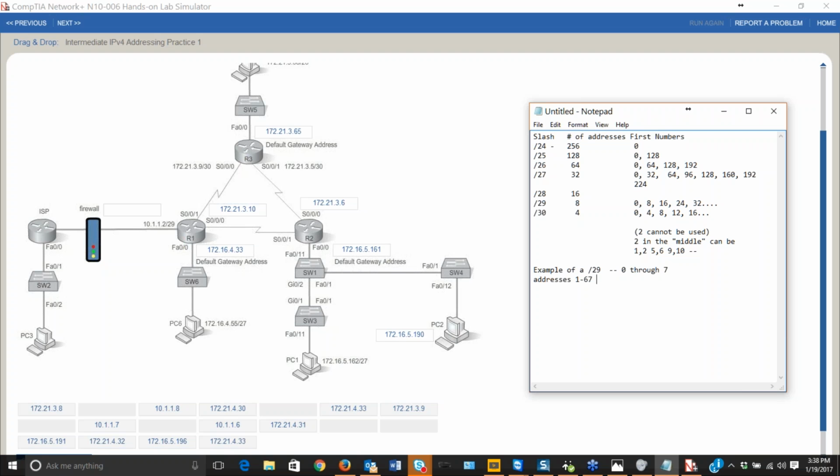One through 6. Okay, very good. 1 through 6 can be used. Alrighty, so we've got a 10.1.1 here. Now we said 7 was a broadcast. That one is no good. This one's out of range. But we got this one right here, 6.